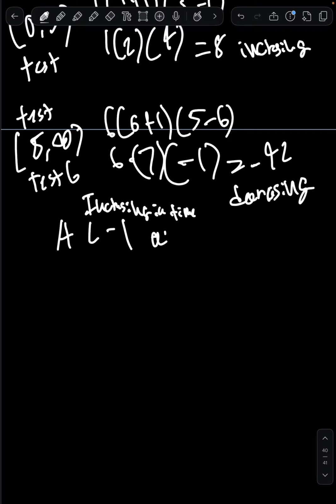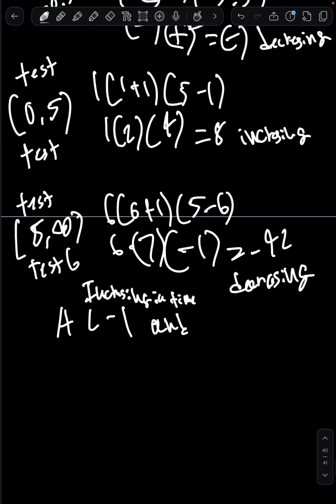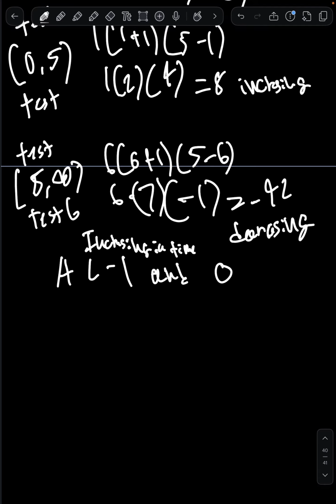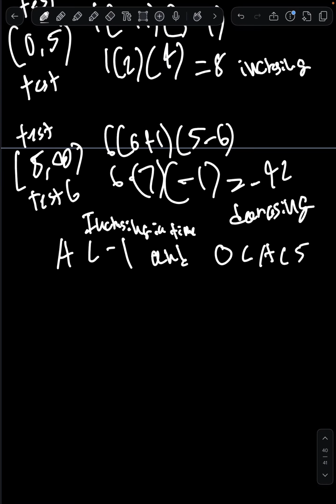Now, there's another one that we have that's increasing in time, and it's from 0 to 5. So now we know that anything with 0 less than a less than 5 is also increasing.